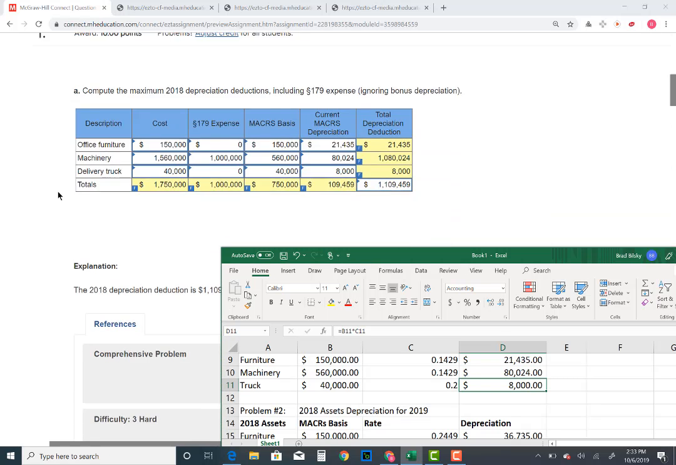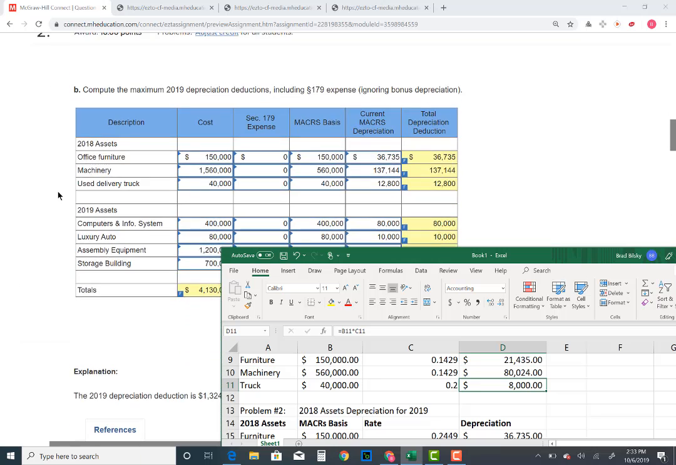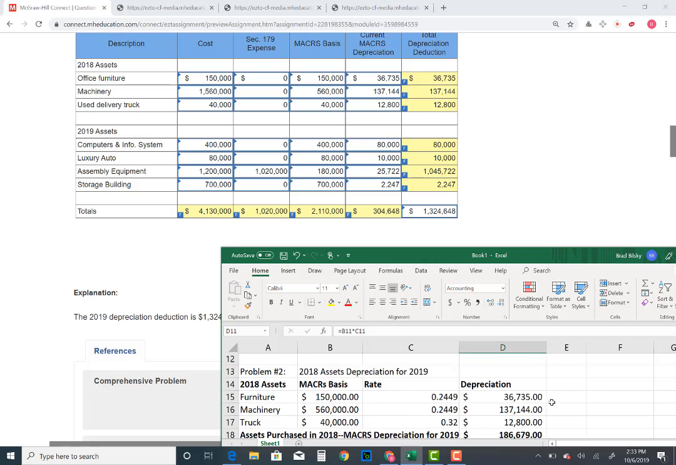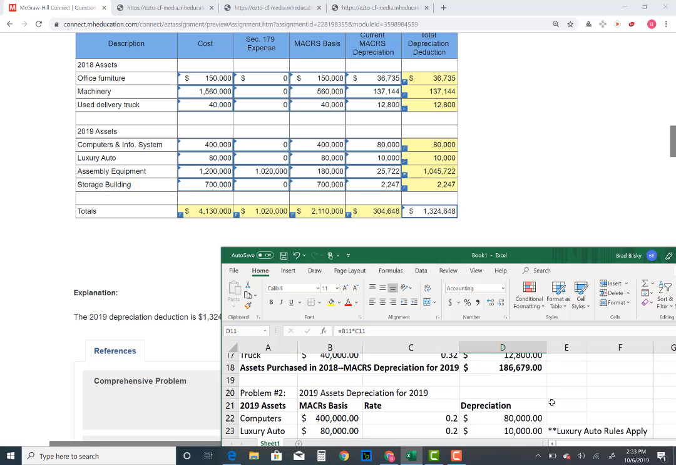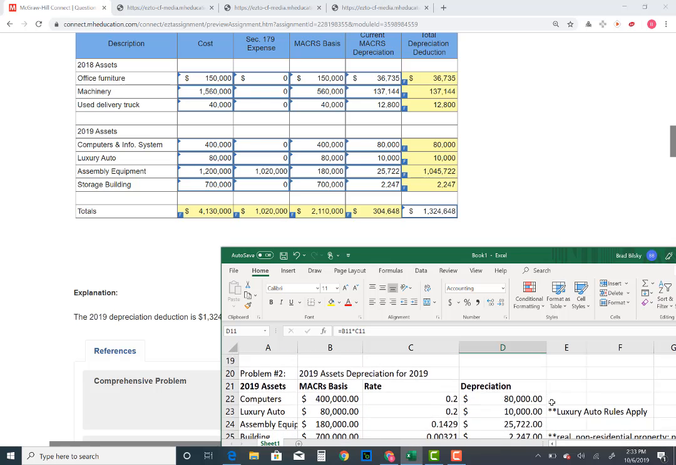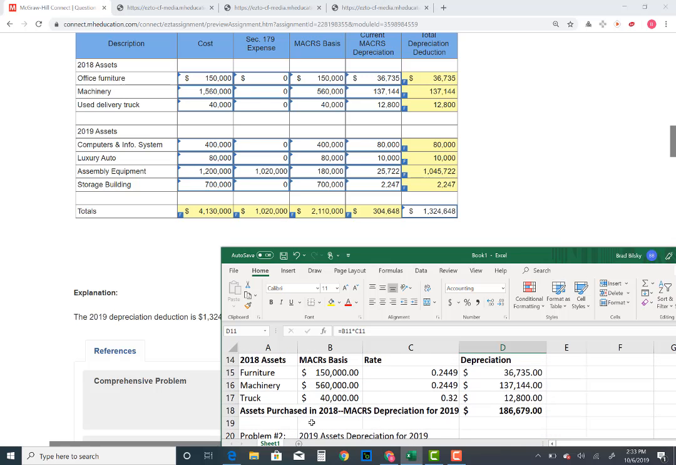So if you come down to the second problem, notice what we're doing here. Now we're using that second year column. Let's go back to those assets that we just looked at. We got our furniture, machinery, and our truck. Now we're looking at our depreciation for 2019. So again, we're calculating depreciation for these same assets, but now for their second year of operation.